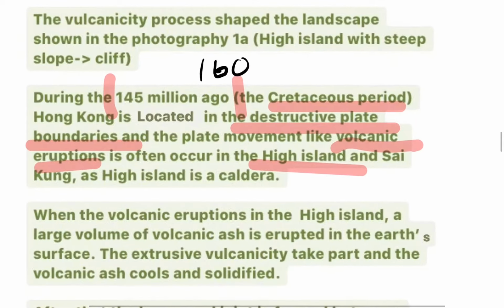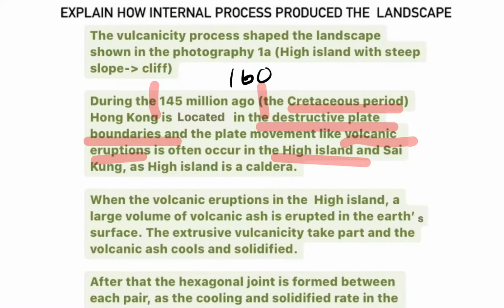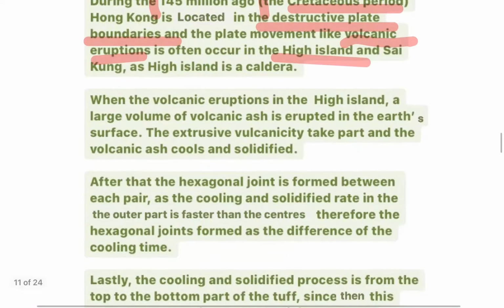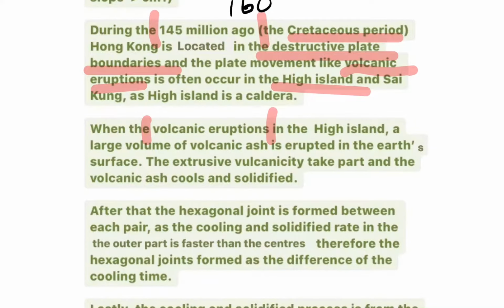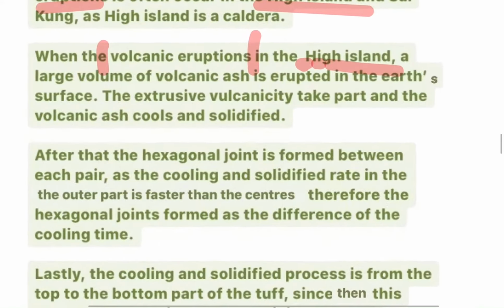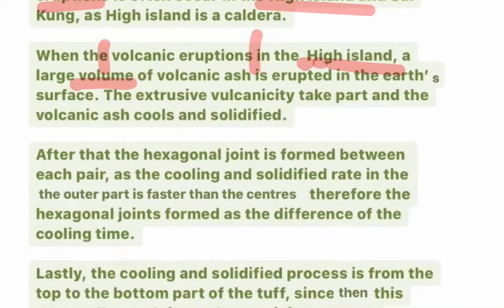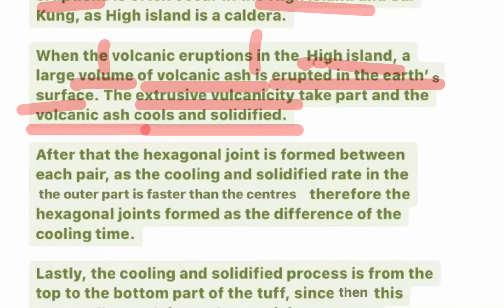Because it's a destructive plate boundary, two plates collide, and the denser plate is the Philippines plate, because the Philippines plate is the oceanic plate. After that, the volcanic eruption occurred at Hong Kong High Island. A large volume of volcanic ash erupted onto the Earth's surface, and extrusive volcanicity took part. The volcanic ash cooled and solidified, forming tuff.